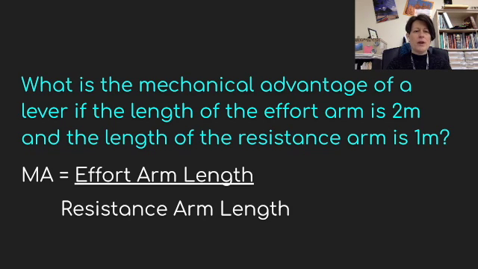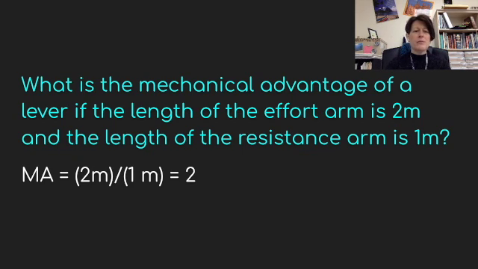An example of a problem is, what is the mechanical advantage of a lever if the length of the effort arm is 2 meters and the length of the resistance arm is 1 meter? So we have our equation. We plug in our numbers. 2 meters divided by 1 meter, 2 divided by 1 is 2. Remember, our units of meter cancel out, so we are left with a number that has no units.